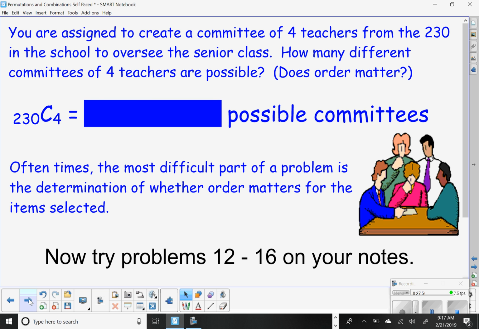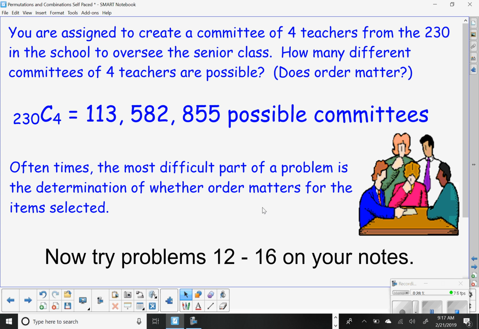You are assigned to create a committee of 4 teachers from the 230 in the school to oversee the senior class. How many different committees of 4 teachers are possible? Does the order matter? It's a committee. No, order doesn't matter. If you're just a committee, you're just a group of people who are going to do stuff together. So, out of 230 people, you want a combination of 4. That's the answer you should get. If unsure, go ahead and try it on your calculator. Make sure you know how to do it, or try it on Desmos.